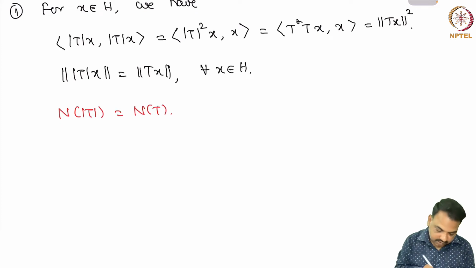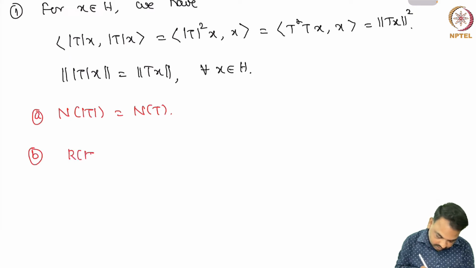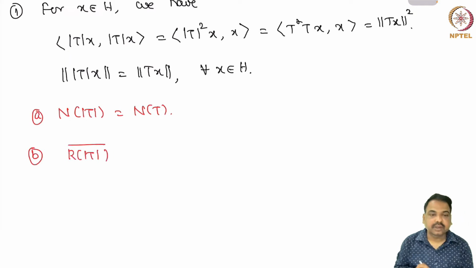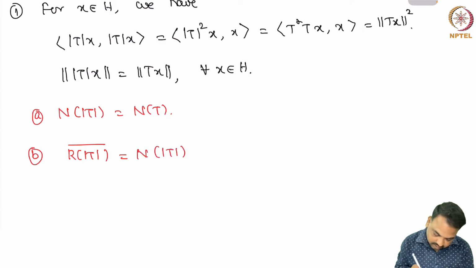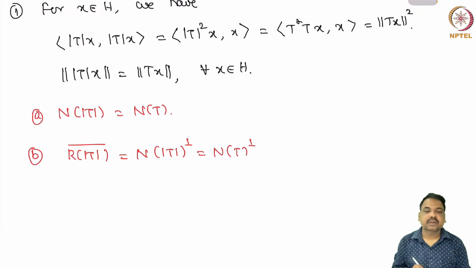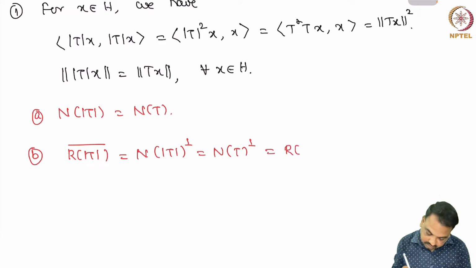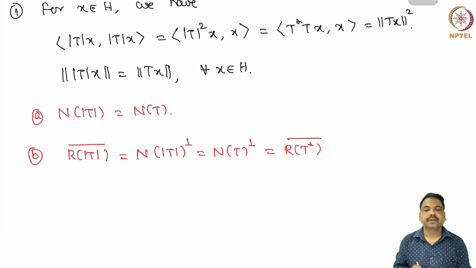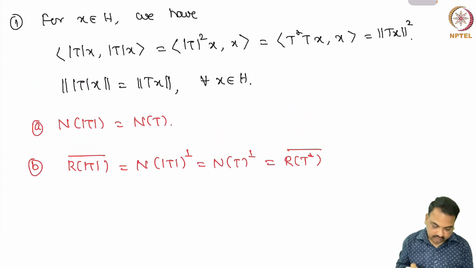The second observation is, if you look at the closure of the range of |T|, this is nothing but the null space of |T| perp, because |T| is a positive operator. This is the null space of T perp, because the null space of |T| and the null space of T are the same by the earlier observation, but this is not exactly the range of T* closure. Okay, so this is about the modulus of the operator.